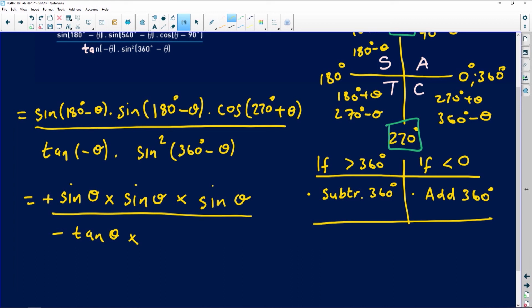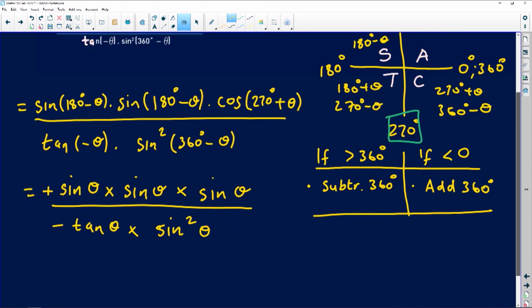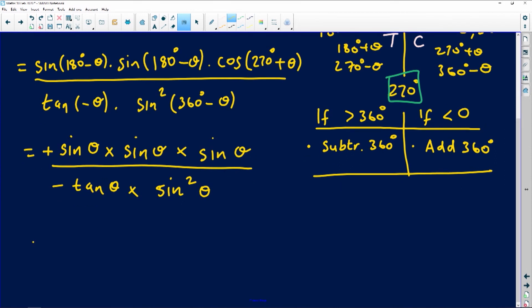squared 360 minus theta. Even though this is in the fourth quadrant, where sine is supposed to be negative, it is going to boil down to a positive quantity, because anything squared will always be positive. Please keep that in mind. Anything squared will always be positive. So it doesn't become negative, it's going to be positive.